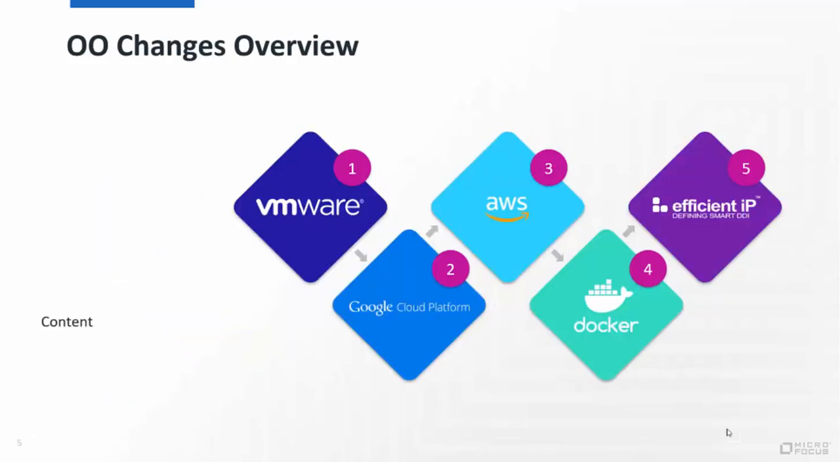I would like to say a few words on the content changes, on the out-of-the-box content. There were a few things done on the content. First, a few of the existing content packs were updated. I'm talking here about VMware updates that were done in the virtualization CP. I'm talking about the Google Cloud Platform introduction and Amazon EC2 updates that were done in the cloud CP.